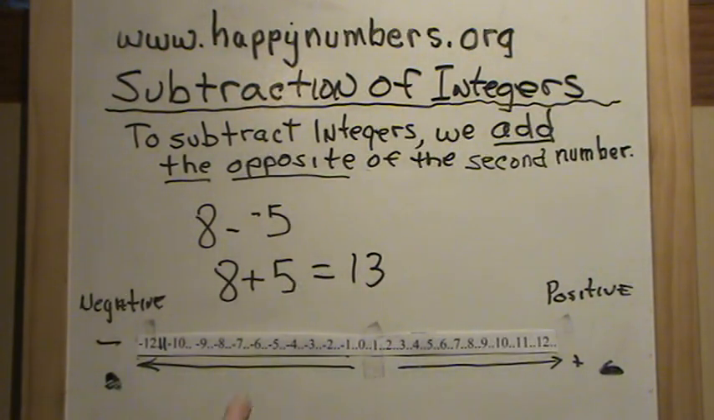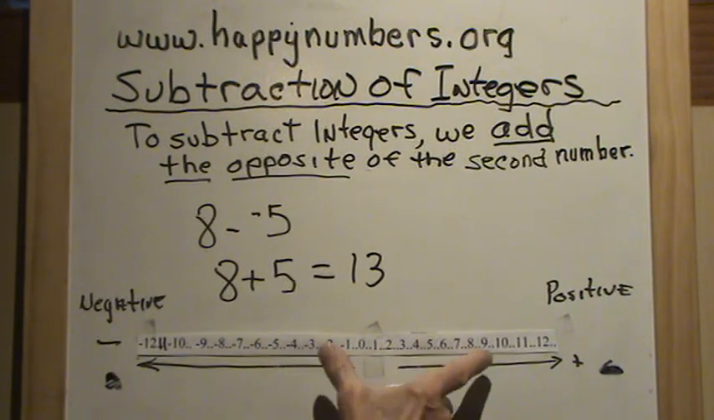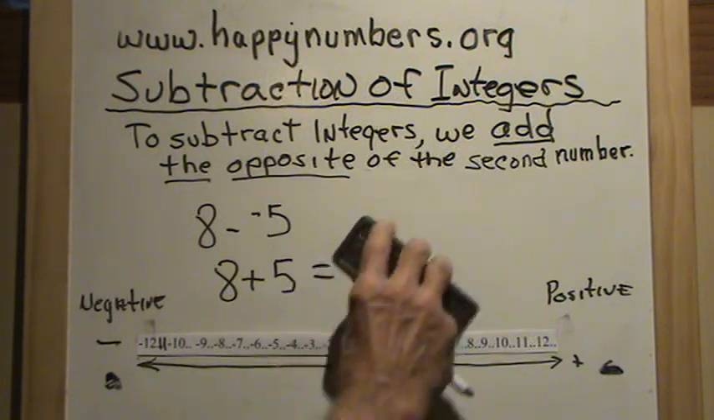Well, look at it this way. If I had negative 5 and I went to 8, I'd go 1, 2, 3, 4, 5, 6, 7, 8, 9, 10, 11, 12, 13. So from here to there is 13 in a positive direction.